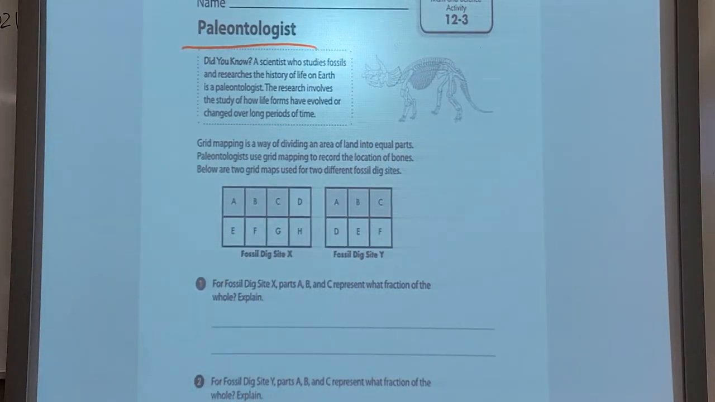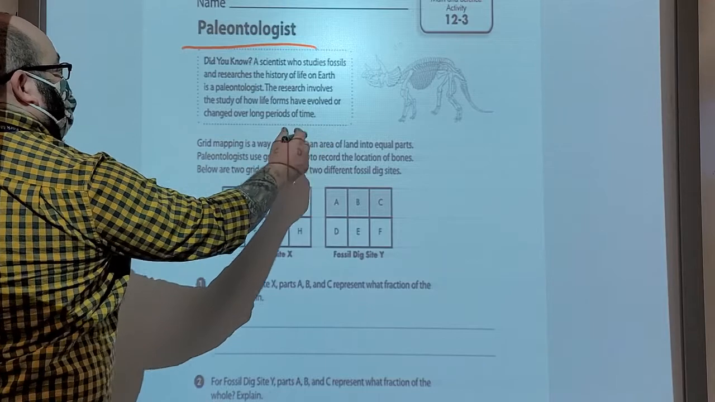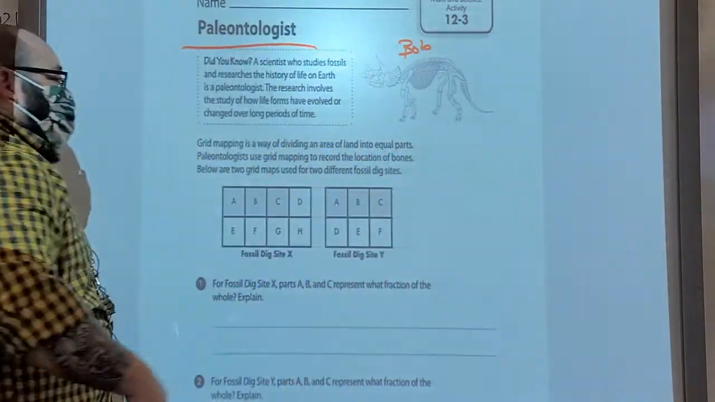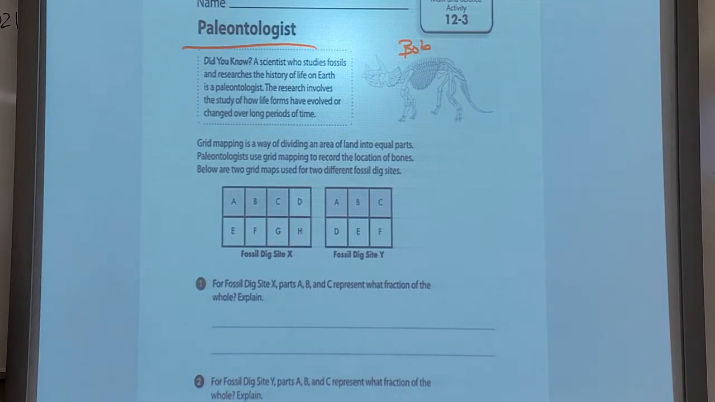kind of looks a little bit like Bob. Right there. Right there. Let me write that. Bob. So now we're looking at something a little bit different, but I promise you it'll make sense once you start looking at it. Okay.